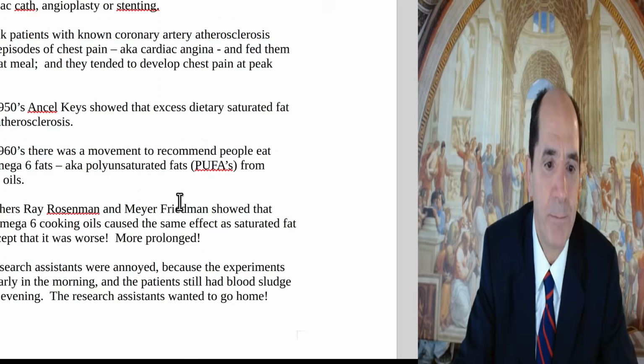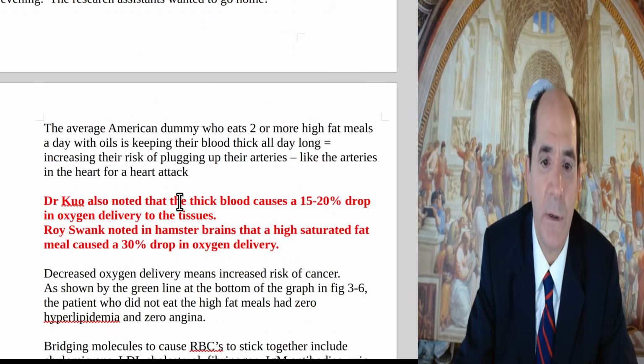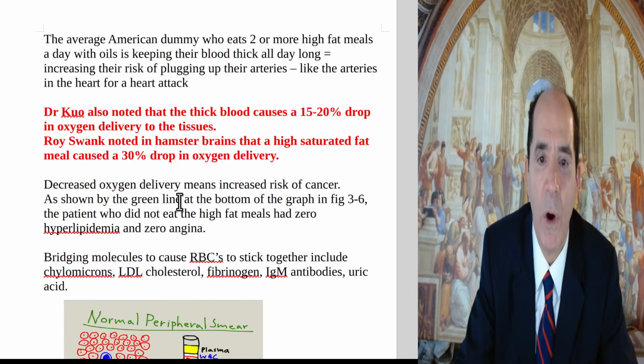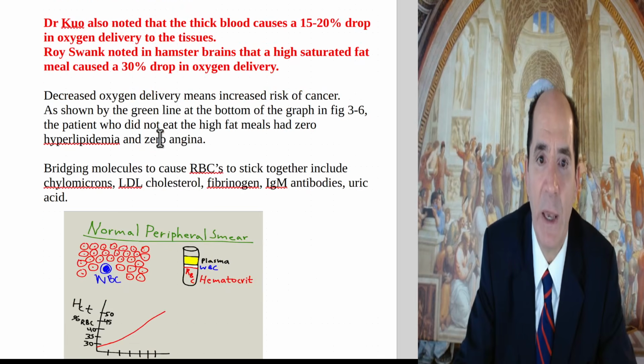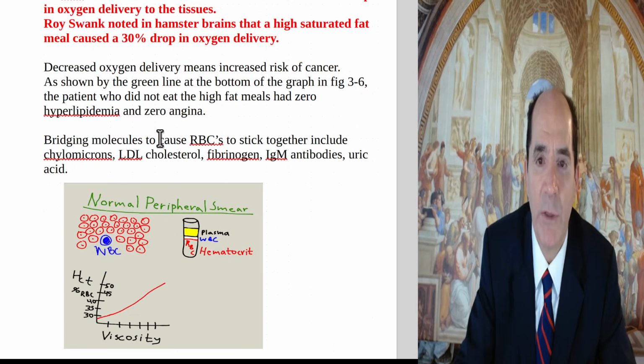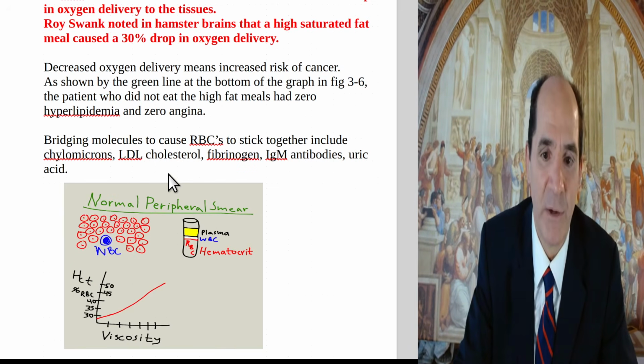Okay, let's see here. Oh, Dr. Crow also noted that the thick blood caused a drop in the oxygen delivered to the tissues of about 15 to 20%. Ray Swank later noted that in hamster brains, with a high-sat fat meal, he would get a 30% drop in oxygen delivery to the brain tissue. You don't want that, okay? That could put your brain cells at increased risk for apoptosis.